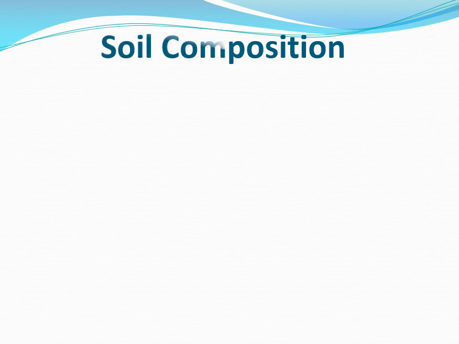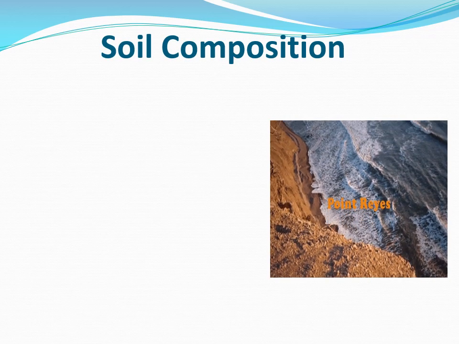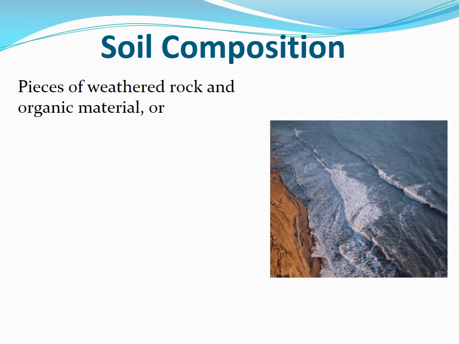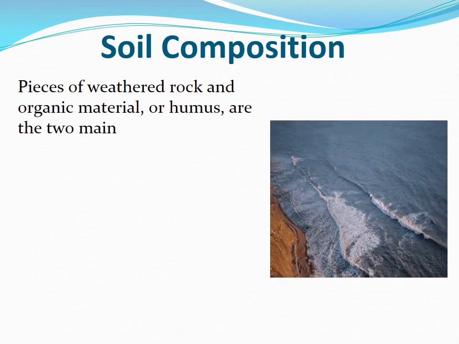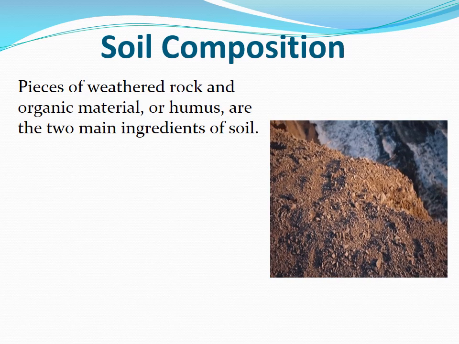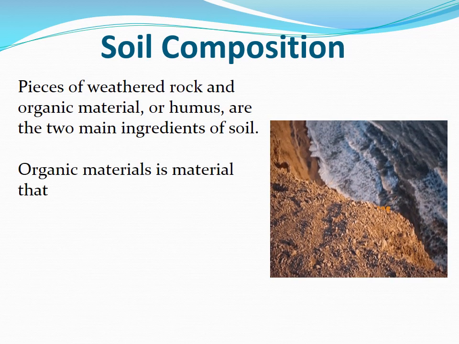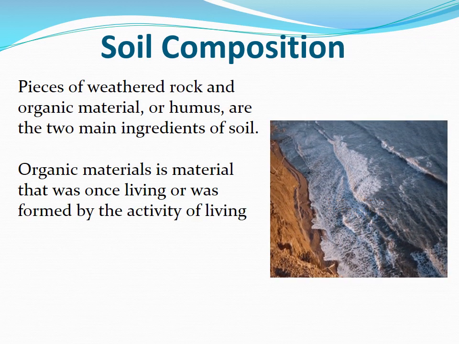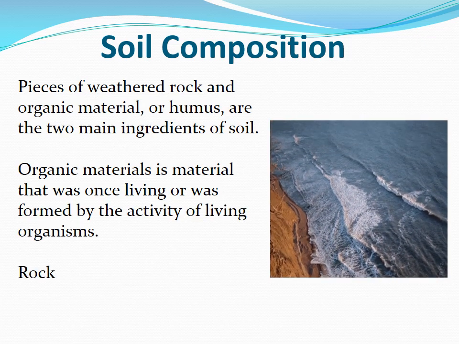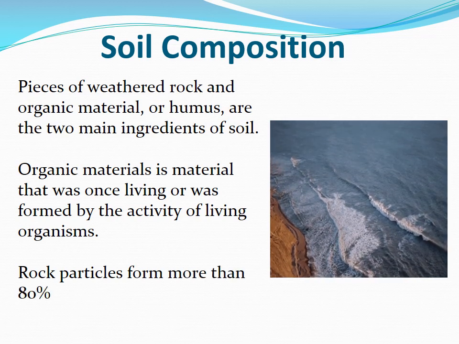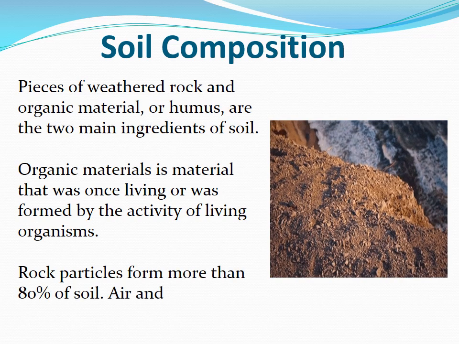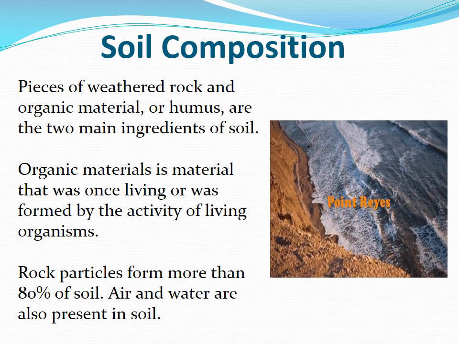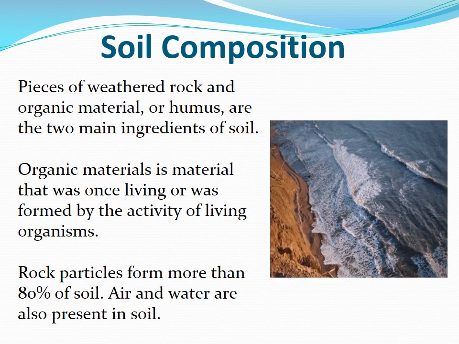The last is the soil composition. In this, pieces of weathered rock and organic material or humus are the two main ingredients of soil, where organic material is material that was once living or was formed by activity of living organisms. On the other hand, rock particles form more than 80% of soil. You can also observe air and water present in the soil.